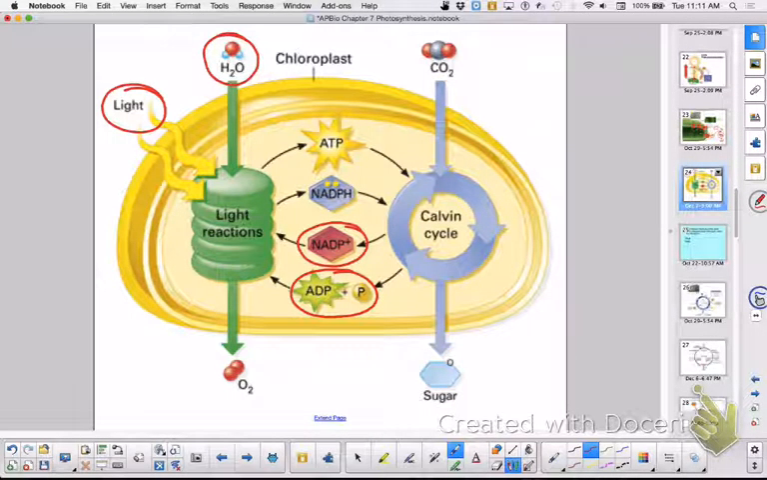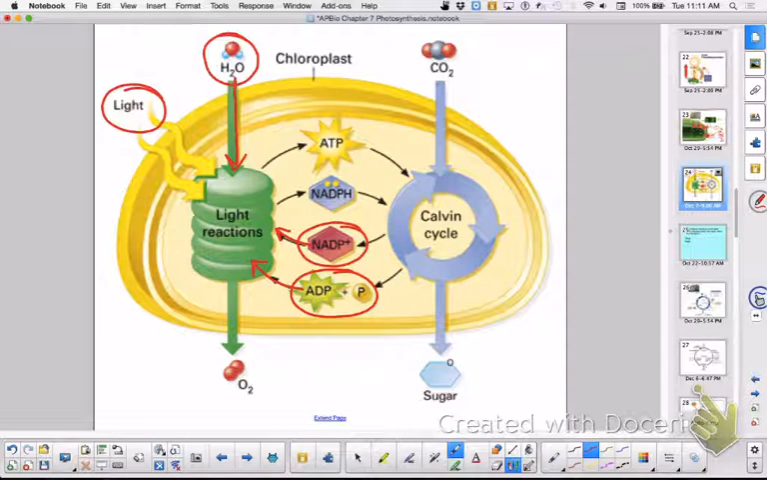NADP, oxidized NADP. Now, these are going to cycle. We're going to make reduced NADP and ATP, so that's why you don't see them in the reaction, because they just get recycled. They're temporarily made and consumed and made and consumed. Okay? So all of these things, and you know where they come into play.